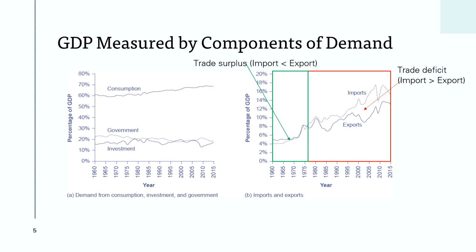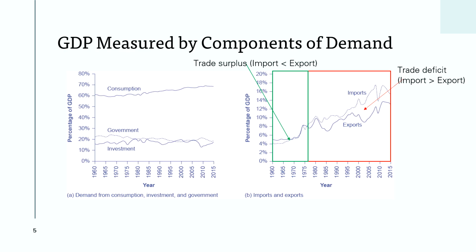On the right graph, we focus on imports and exports. The green section highlights the period when the US had a trade surplus, meaning exports were greater than imports. This happened mainly in the 1960s and early 1970s. After that point, the US consistently runs a trade deficit, meaning imports exceed exports. You can see that the import line stays above the export line throughout most of the period.